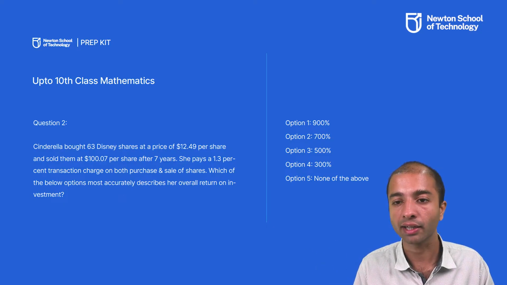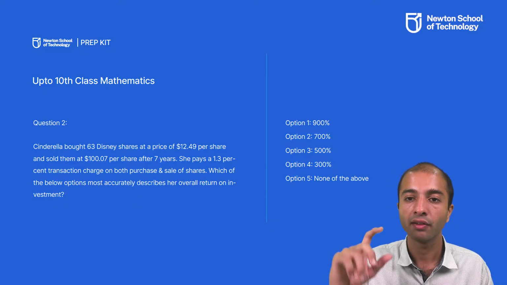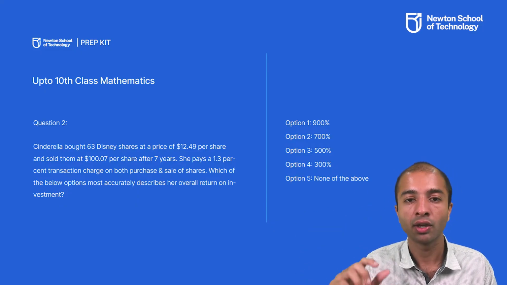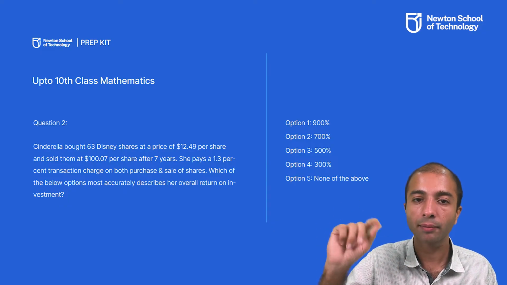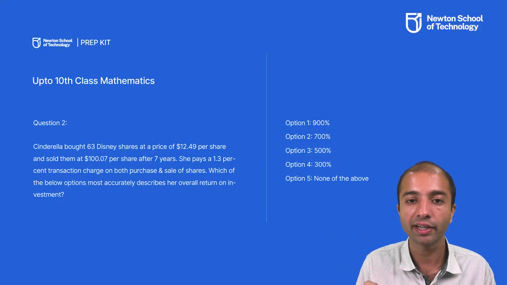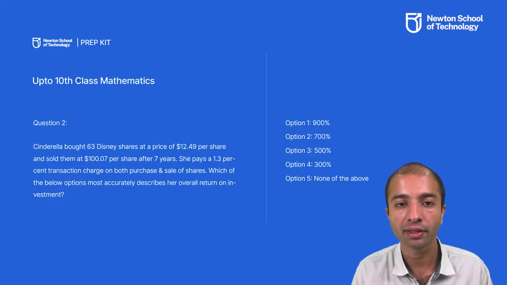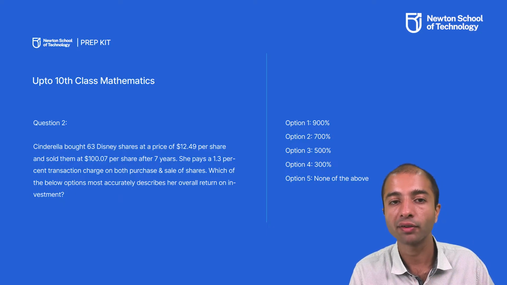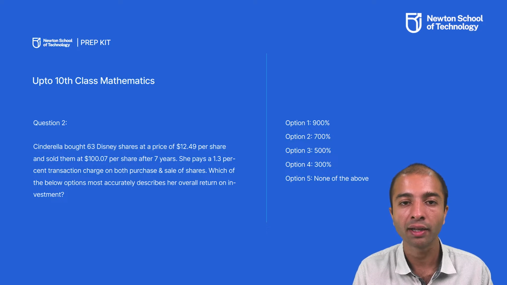So now glance over the options. The options are 900, 700, 500, 300, which have a huge gap between them. So let us try approximation first, because the gaps are huge and the calculations are very ugly, so we should always try first to just go with the approximate approach. Since we have to calculate percentage return on investment, the number of shares does not matter, however many shares we buy, the return is independent of that.